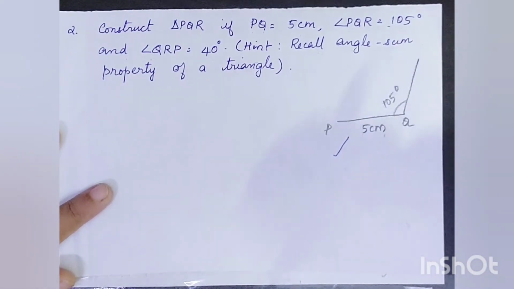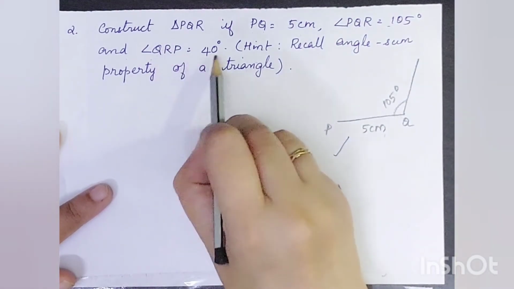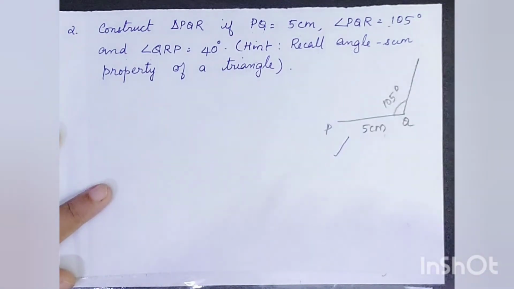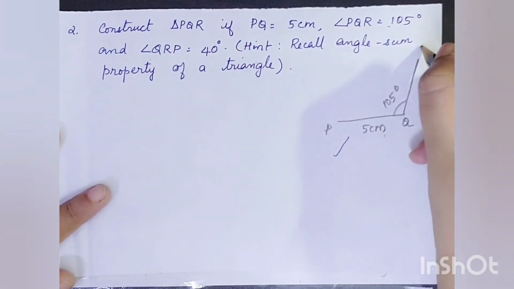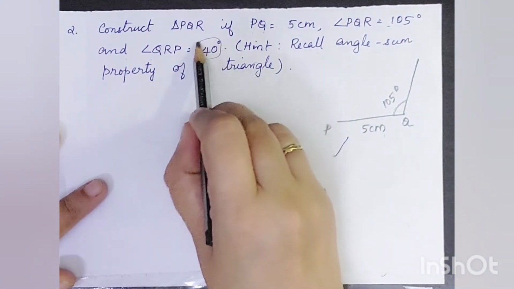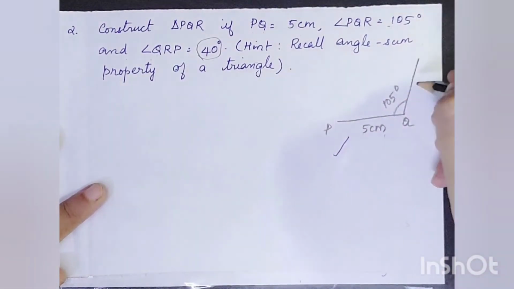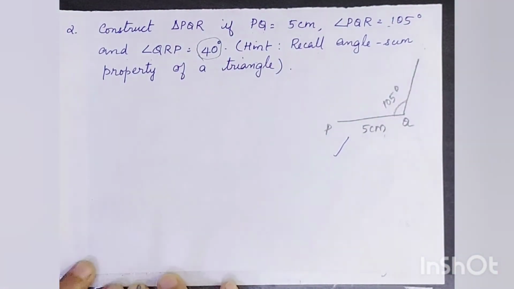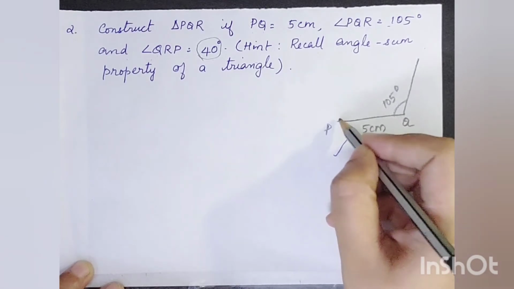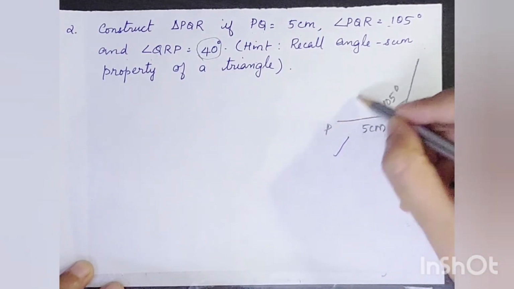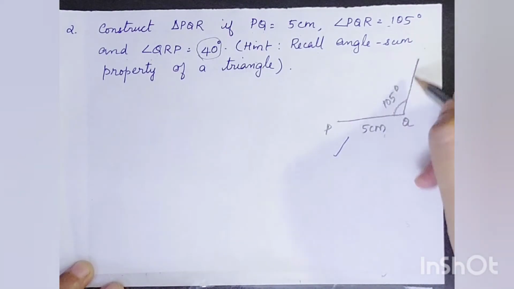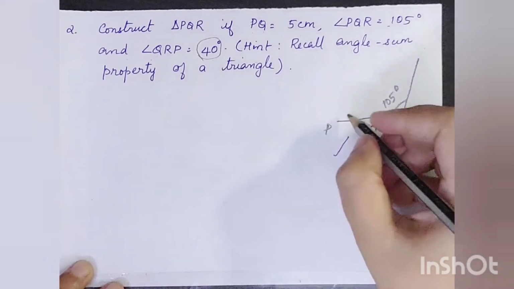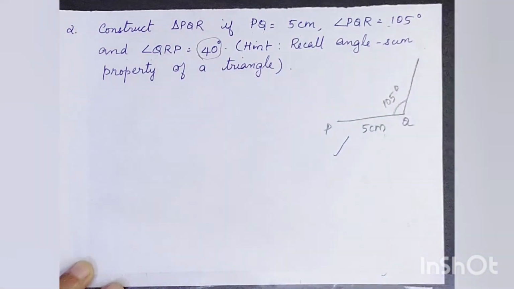What is the next thing they have given? Angle QRP is equal to 40 degrees. That is Q, somewhere R and P. We don't know exactly where this R is, so we cannot use this angle directly, correct? Because we have not located the correct location of R. So what we have to do is find this angle. If we find this angle, we can draw this line, and wherever this line meets the other line will be the point R. Correct?